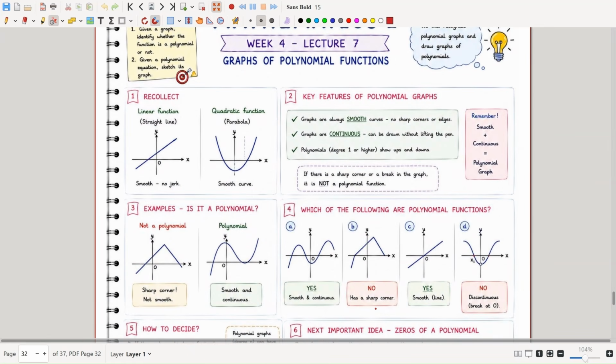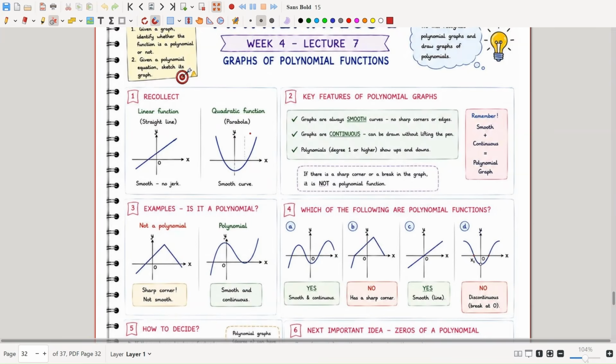Now let us understand the graphs of some polynomial functions. We saw the graphs of linear functions, and we also saw the graphs of quadratic functions. Now we are going to see the graphs of polynomial functions. This is how the graph of a linear function will be, a straight line, and for a quadratic function the graph will be a parabola.